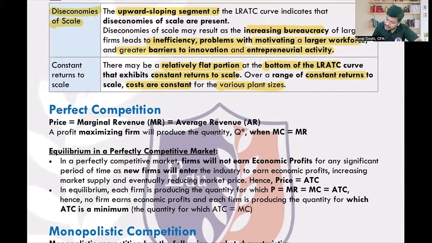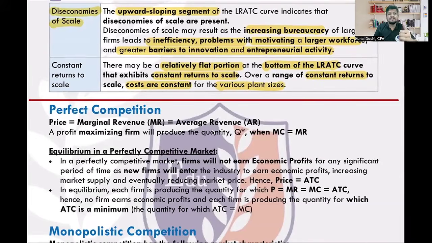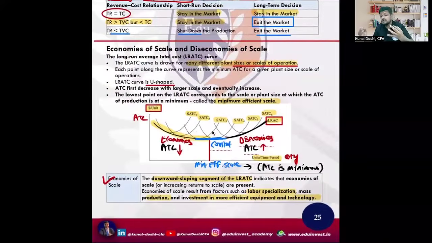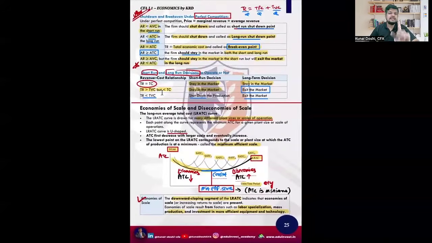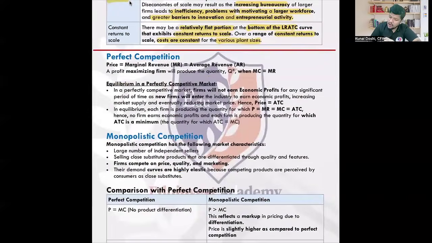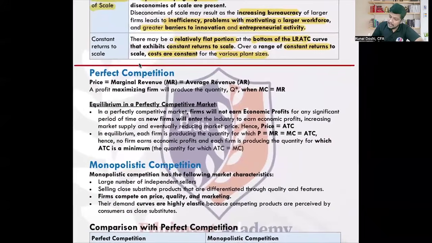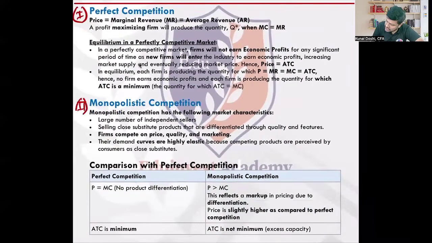Everyone understood economies, diseconomies of scale? Check in the class. So we will produce till the point where the ATC is minimum, and that is called minimum efficient scale. Please confirm if you have understood till this point. Right? We'll see a couple of questions based on this. Okay, clear? Okay. Now we will go into detail of each of the structures of market, beginning with perfect competition. Then we will discuss monopolistic competition.